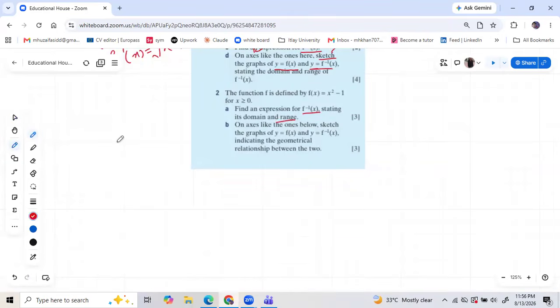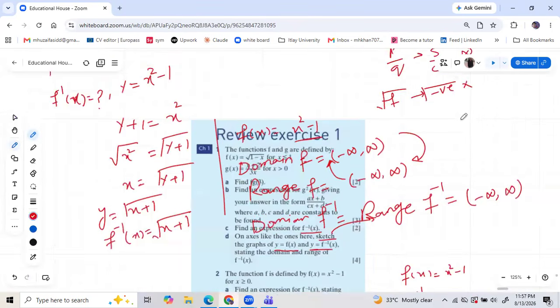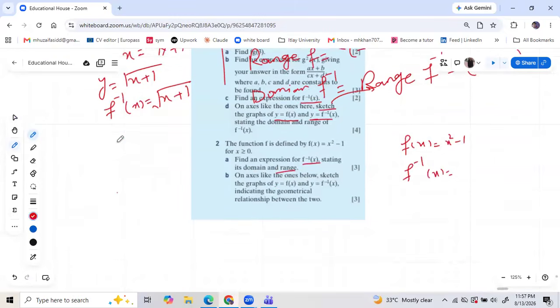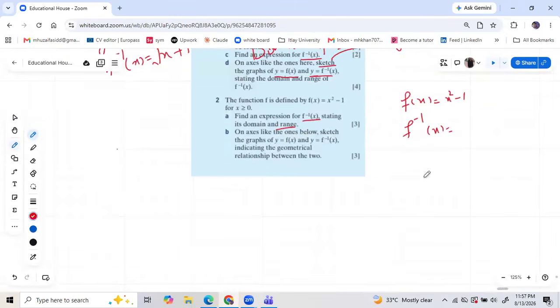Then we are moving to the next exercise. Sketch the graph of y equals f of x and f inverse of x, and indicate the geometrical relationship between the two. As we already discussed, f of x is equal to x squared minus 1, and our inverse function is what we already found above: the square root of x plus 1.